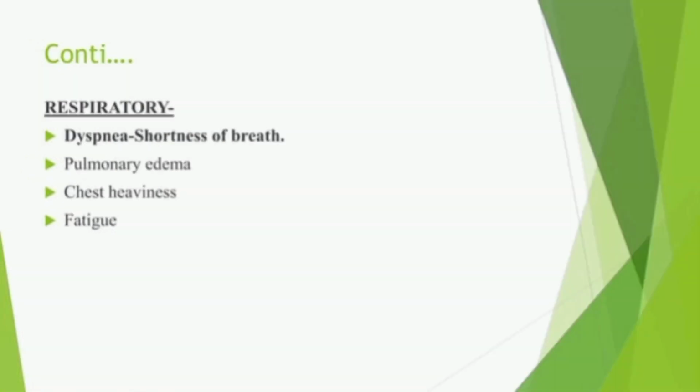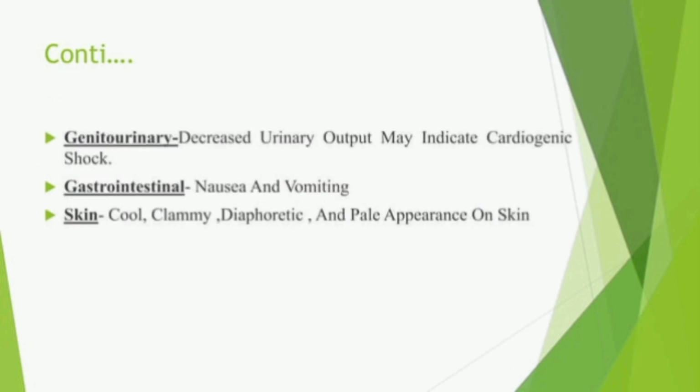Then in the respiratory system: dyspnea, which means shortness of breath, pulmonary edema, chest heaviness, fatigue. In genitourinary: decreased urinary output may indicate cardiogenic shock. Gastrointestinal: nausea and vomiting. In skin: cool, clammy, diaphoretic and pale appearance.